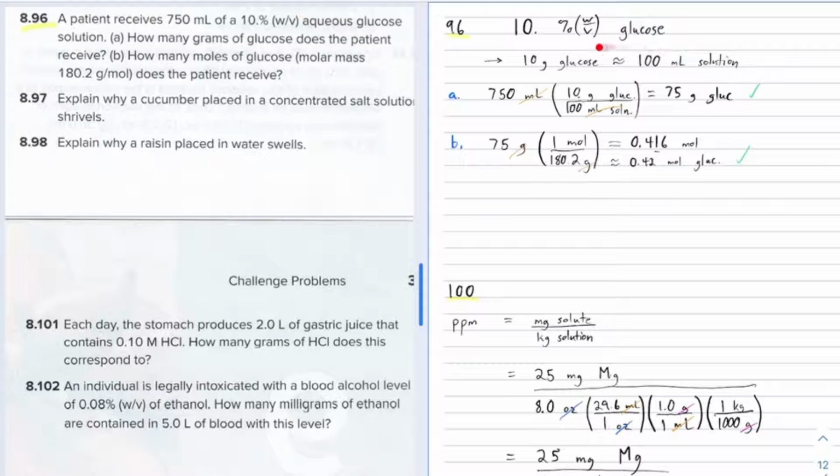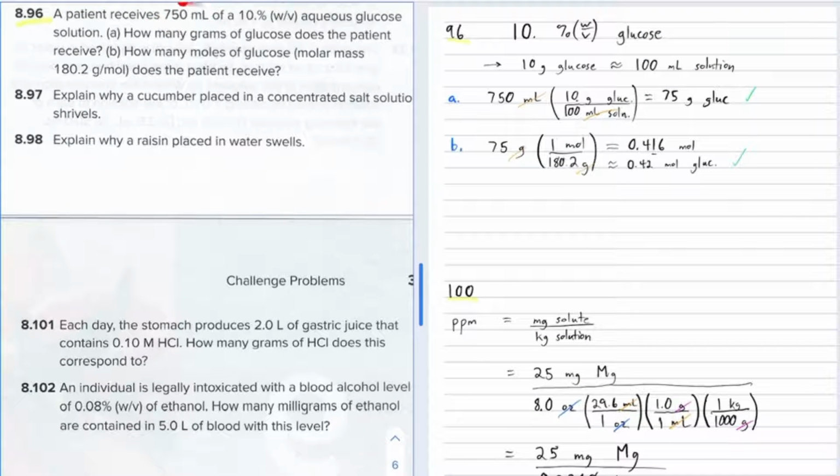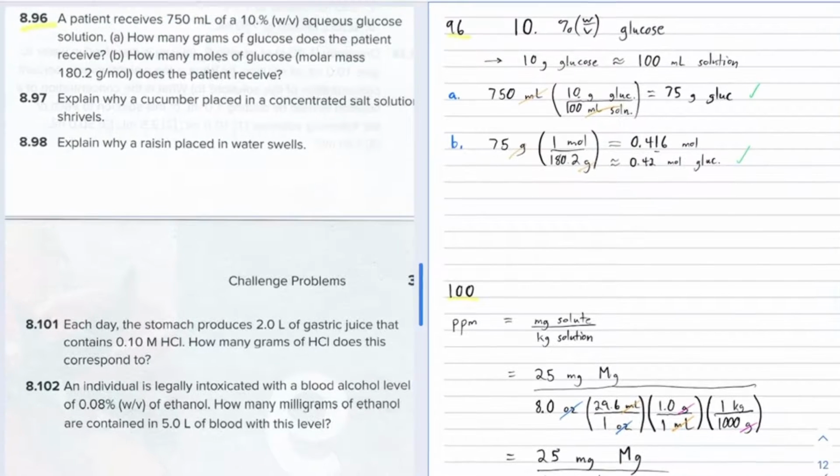So this tells you the relation between grams of solute and milliliters of solution. We can use it as a conversion factor. So if the patient gets 750 milliliters, then we can figure out how many grams are in there. For every 100 milliliters, there's 10 grams.